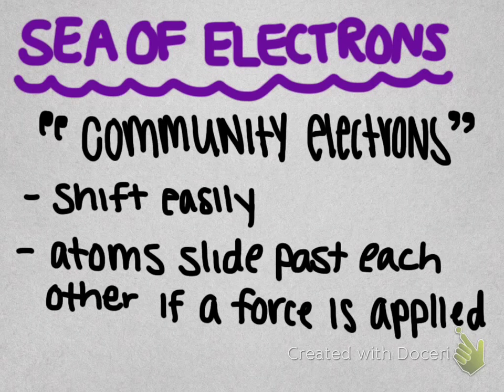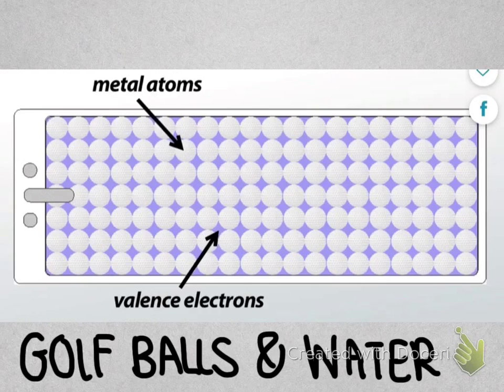So, more about the sea of electrons. It's also called community electrons, and they shift easily. The atoms slide past each other if a force is applied because the electrons aren't attached to them. They are able to slide and move and become different shapes. That's why they bend and can be drawn into wires, which is malleable and ductile.